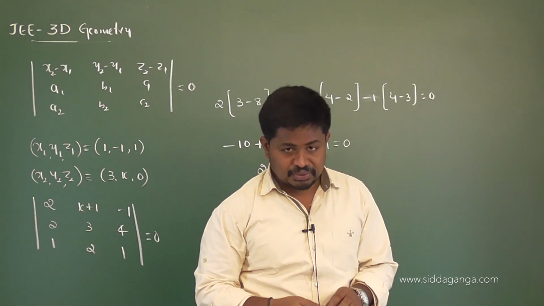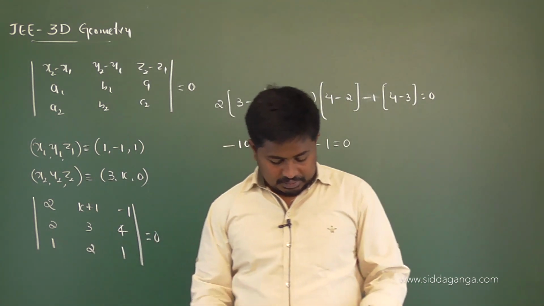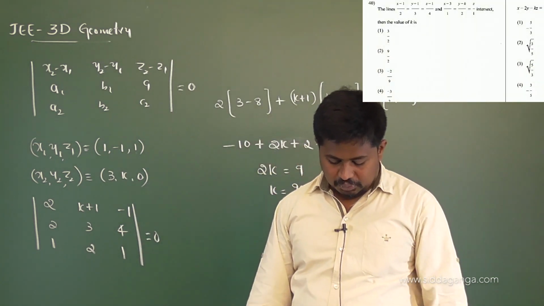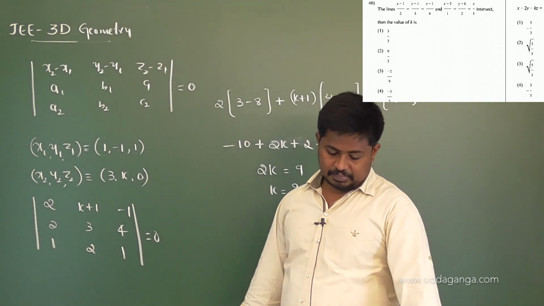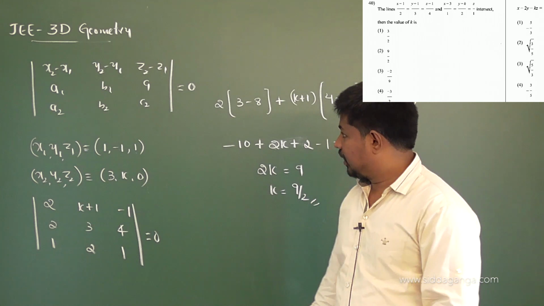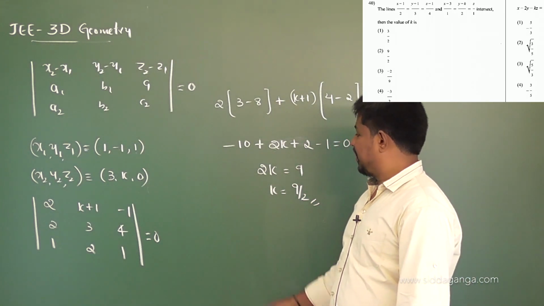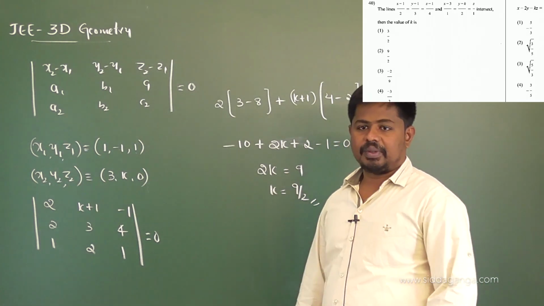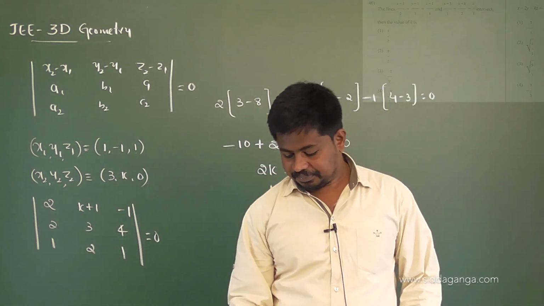Yes, of course, option 2 is the correct one. If k is 9 by 2, then these two lines are intersecting. In another way, you can say these two lines are in the same plane only when k is equal to 9 by 2. So, option 2 is the correct option.